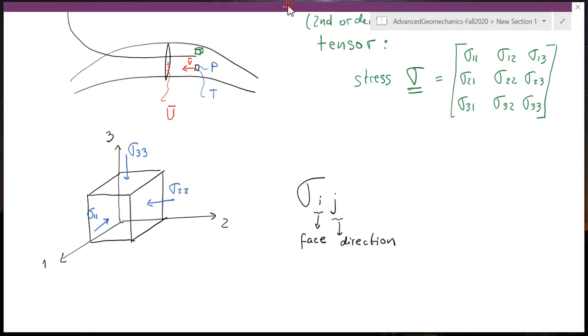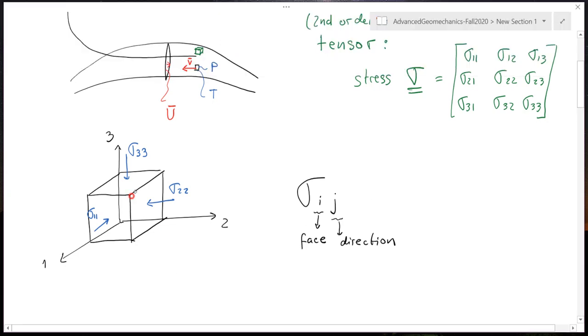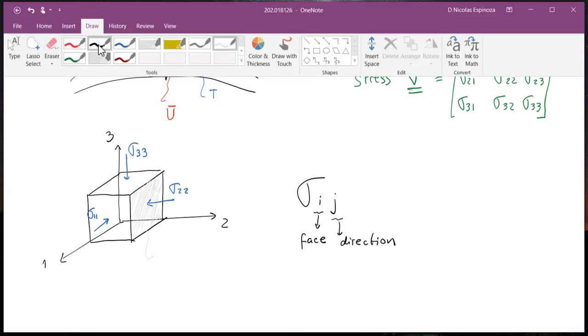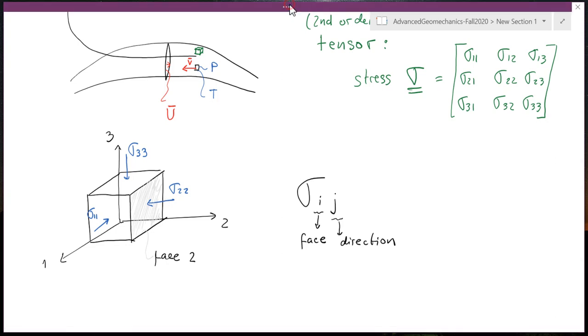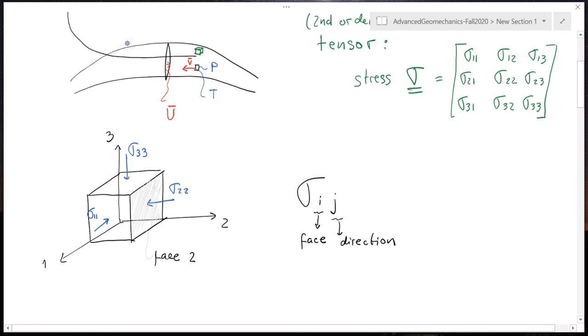So in this particular case, this is face number 2 because it is perpendicular to the direction 2. And since the stress is in direction 2, this is a normal stress. These normal stresses are going to be located in the matrix of the stress tensor in the diagonal of the matrix.